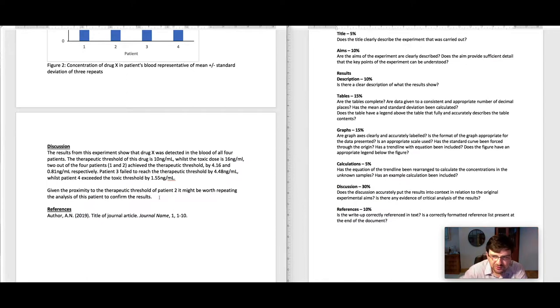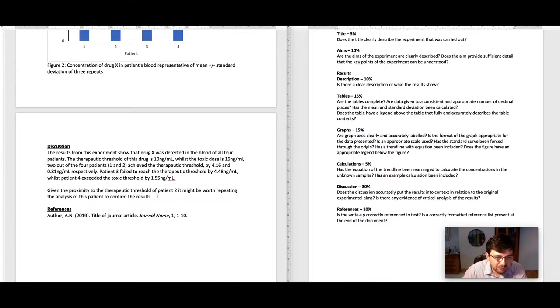There is some attempt to be critical. They've identified a potential weakness in the data, and they're saying that because this patient is so close to that therapeutic threshold, it would be worth repeating the analysis to confirm the results. That's good. That means that the student is thinking a little bit more about what the data actually means and the strengths and weaknesses of the data, rather than just being purely descriptive.